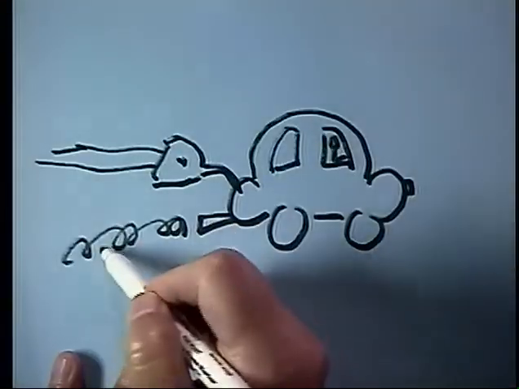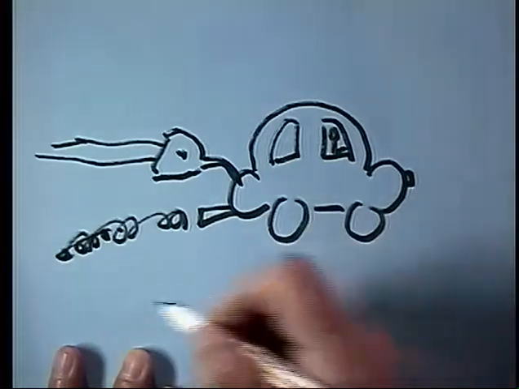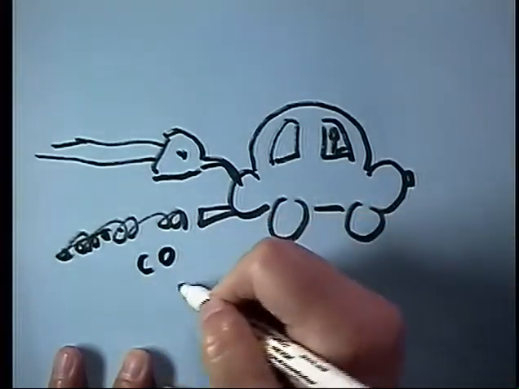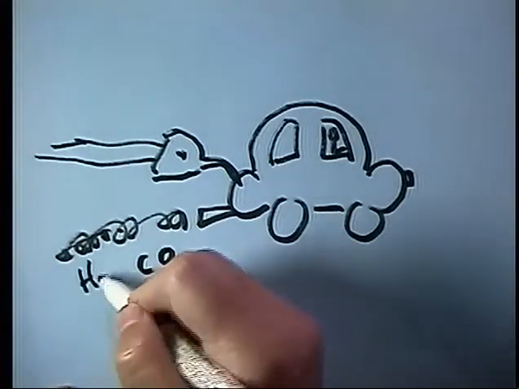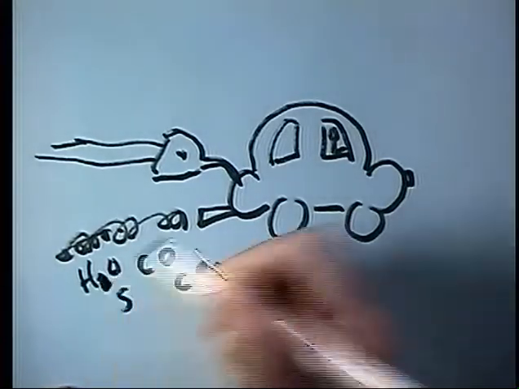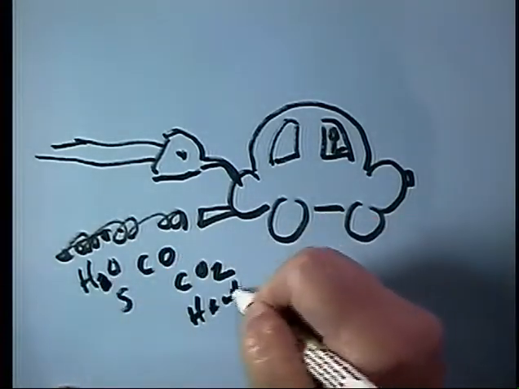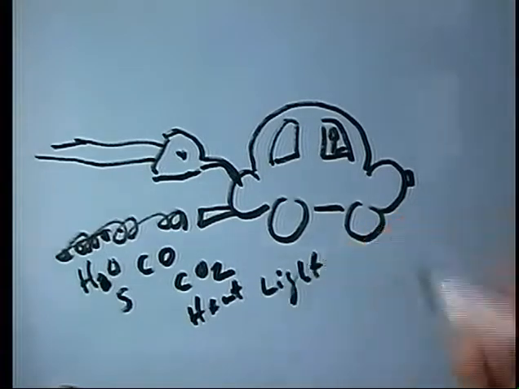Okay, if we can go back to the Elmo again. So what about all this exhaust coming out here, okay, what do you have? You have carbon monoxide, you have carbon dioxide, you'll have sulfur, you'll have water, right? You'll have heat, you have light. Okay, of course, your engine always gets hot whenever you use it, okay?